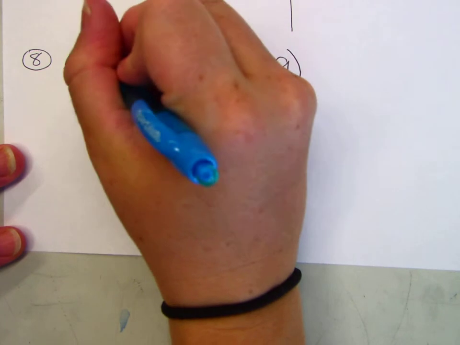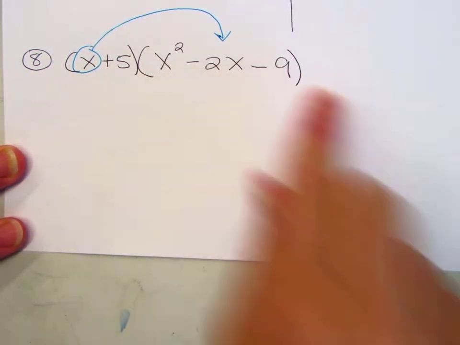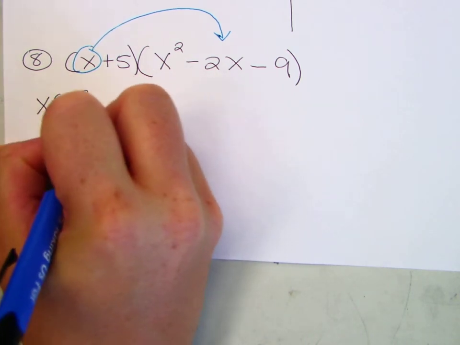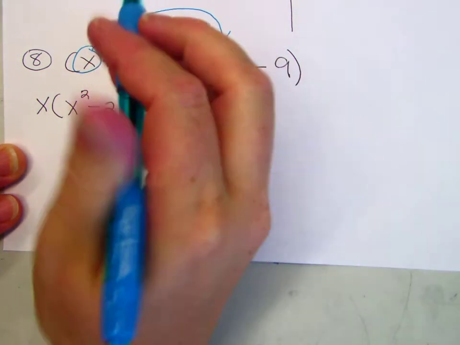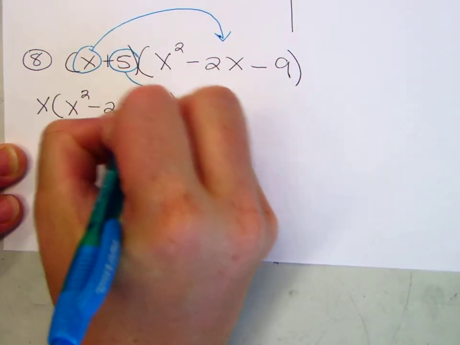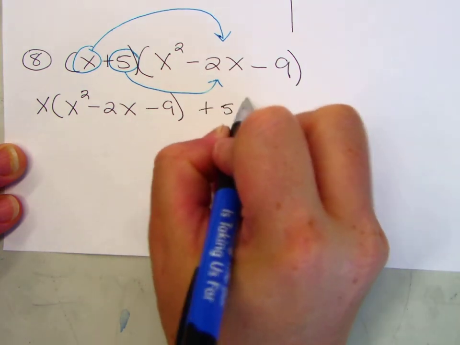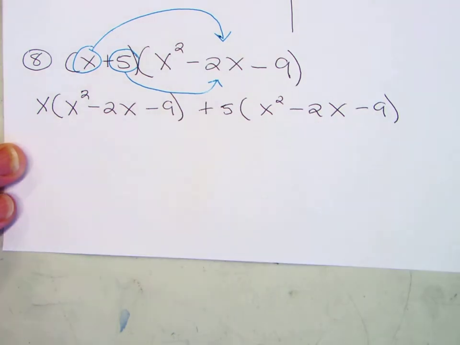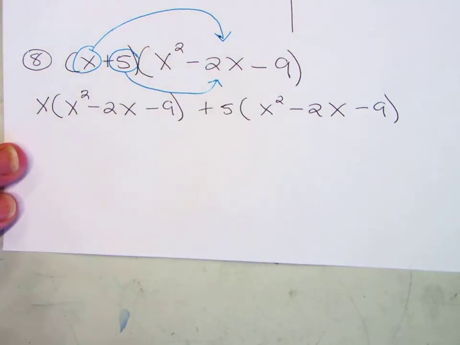Is it annoying? Sure. We're going to multiply x times this whole trinomial. So x times x squared minus 2x minus 9. And then we're going to multiply the 5 by this entire trinomial. So plus 5 times x squared minus 2x minus 9. Right? So both these terms are multiplying by that big trinomial.